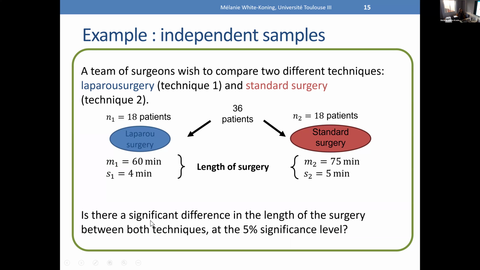And the question is, is there a significant difference in the length of the surgery between both techniques? So is one technique longer than the other? Same question as earlier, write down the null hypothesis and the alternative hypothesis. What do you think the null H0 is, and what do you think the H1 alternative hypothesis is? This is a very important step of knowing how to do tests. And remember what I said, usually there's an equal sign in the null hypothesis. So I'm helping you quite a lot.